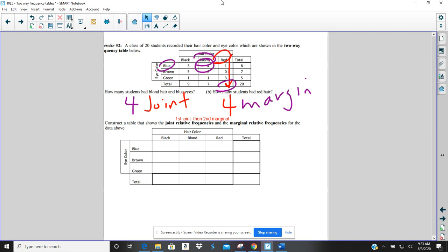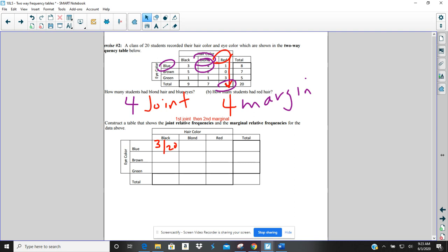What we're going to do is take the numbers that we have on the top. So I have my totals, and we're going to do the math. All we have to do is take each number and divide it into the total number in the survey. So for example, there were 3 people who had black hair and blue eyes. So I'm going to put a 3 there, divided by 20.